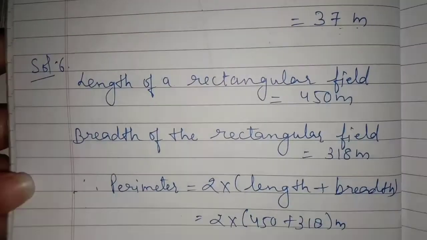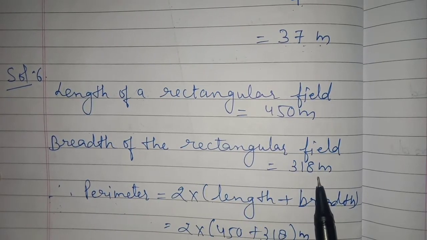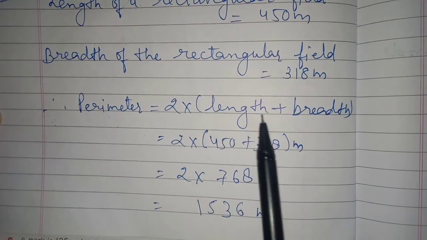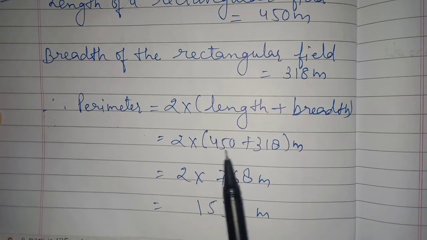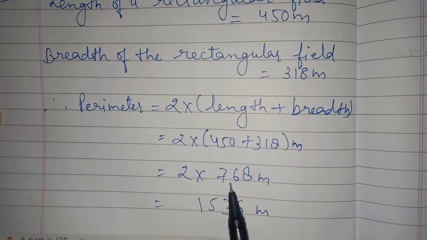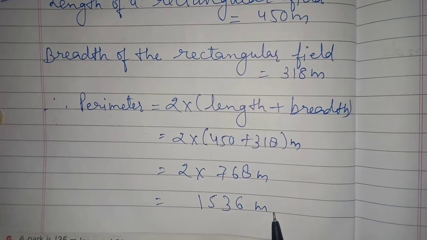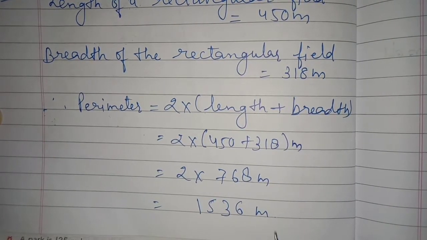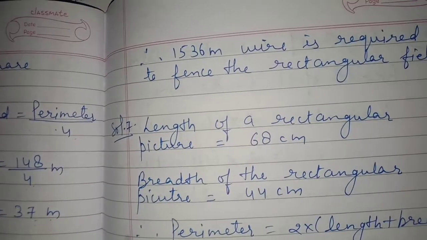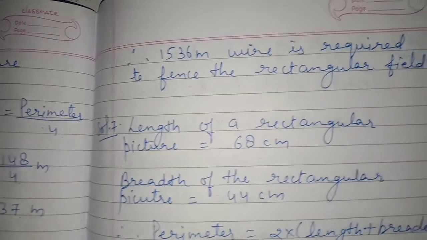So the length of the rectangular field is given, 450 meter. Breadth of the rectangular field is 318 meter. So we will find the perimeter of the field, that is 2 multiplied by length plus breadth, means 2 into 450 plus 318 meter. Now we will add these values, we will get 768, and when we multiply it by 2 we will get 1536 meter. So this is the perimeter of the rectangular field and this is also the length of the wire that we require to fence the rectangular field. Therefore 1536 meter wire is required to fence the rectangular field.